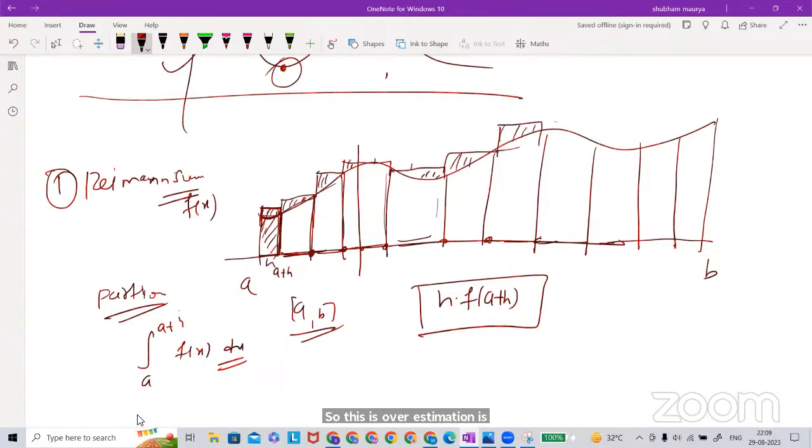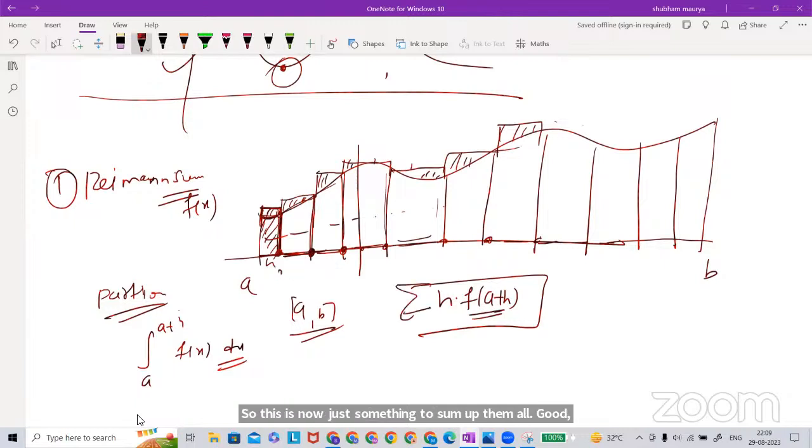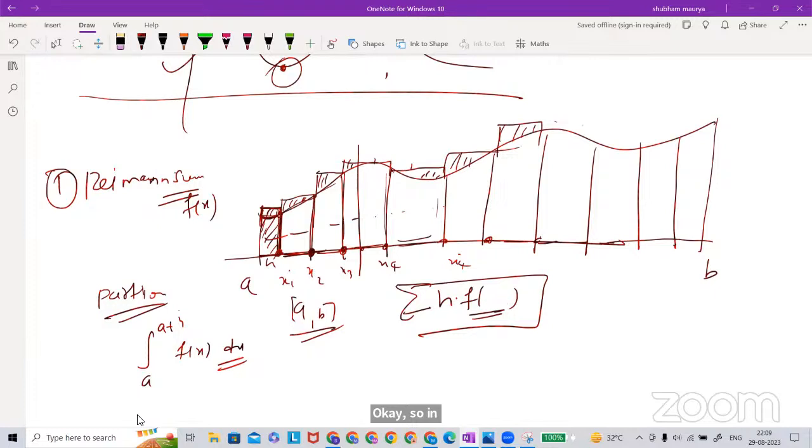So this is actually what is happening here. If you take this sum, you see that this is the right side I am taking each time. This is the A plus H value we are taking. Now if you sum them all up, let's say this is x1, this is x2, this is x3, this is x4, this is x5. So in place of A plus H, we can write x1 right here. If you sum all the areas, this is called the right sum.